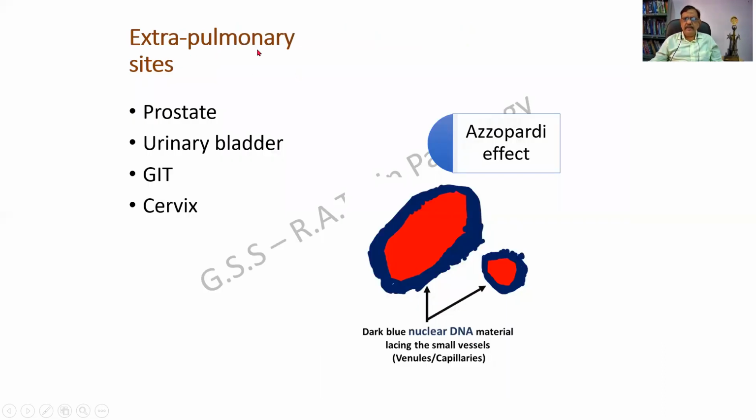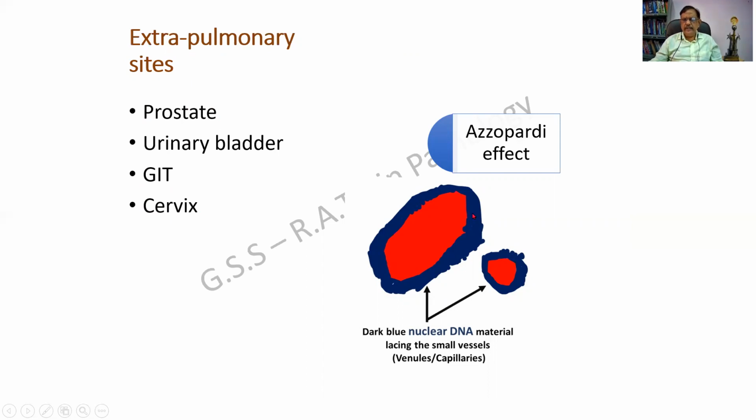The extrapulmonary sites where we can find the small cell tumor will be the prostate, urinary bladder, GIT, and cervix. It is not a metastasis, but in these sites also we can find tumors which are identical to the small cell carcinoma: prostate, urinary bladder, gastrointestinal tract, and cervix.